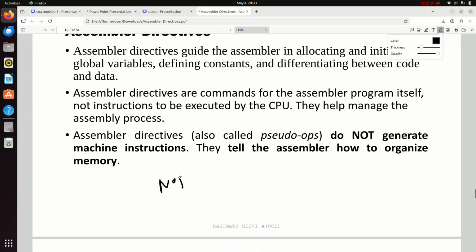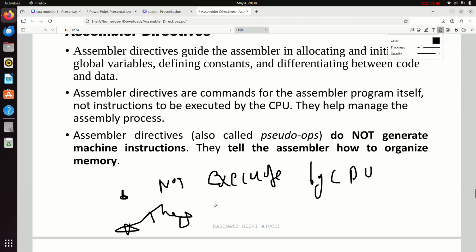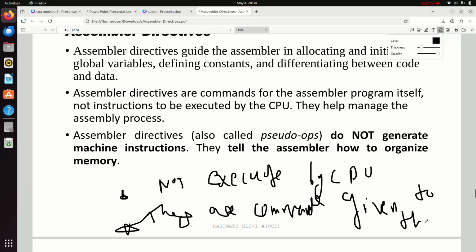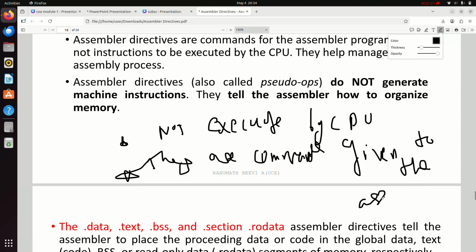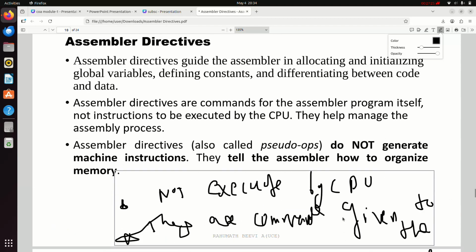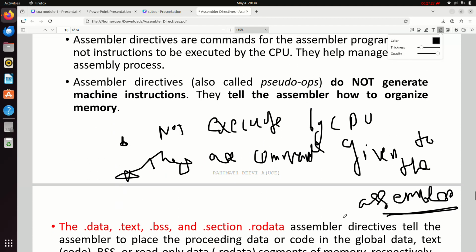Not executed by the CPU. They are just the commands which are given to the assembler, but they are not executed by the CPU. This is one thing you have to understand.